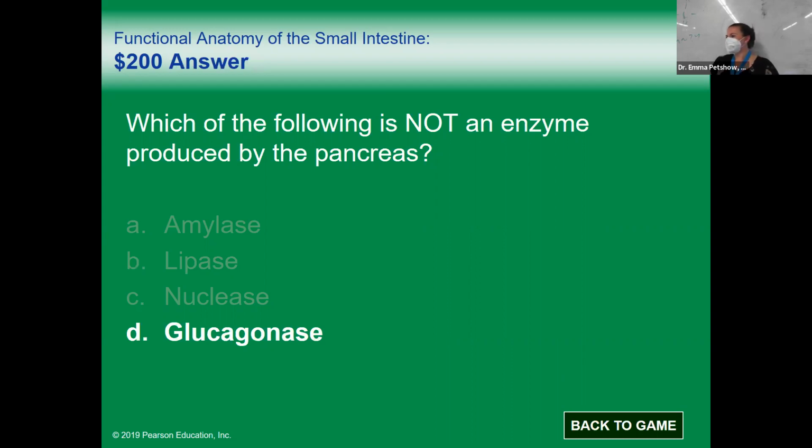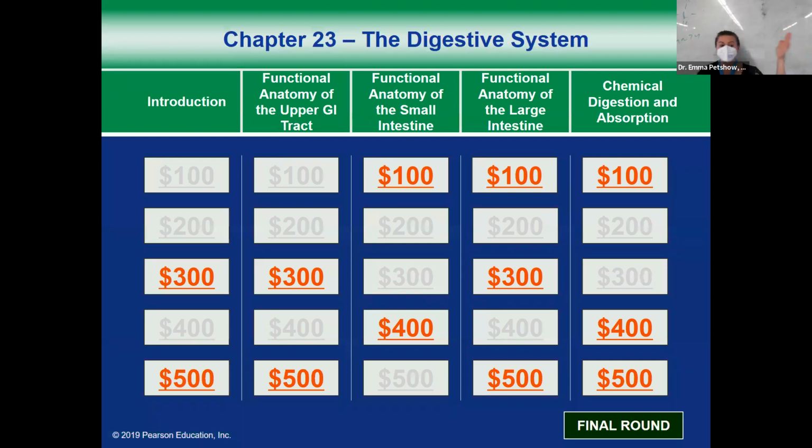It's glucagonase, or whatever word I couldn't say. Nuclease is actually produced by the pancreas. We didn't really talk about it because it's not really something that's commonly used, but it is produced by the pancreas. So I would say this is probably a bad question. Instead, maybe we would say protease, right? Amylase, lipase, protease, and glucagonase. Maybe then that would be a more appropriate question. But you did good. You chose the two that you weren't sure about, which is what you should do. You have a 50-50 shot then. What next?